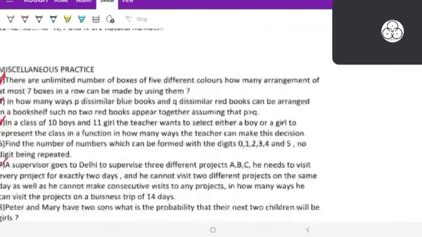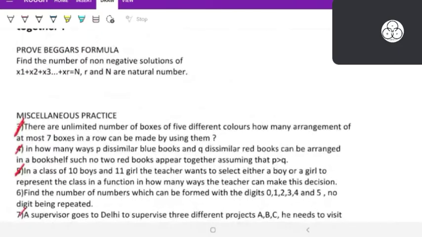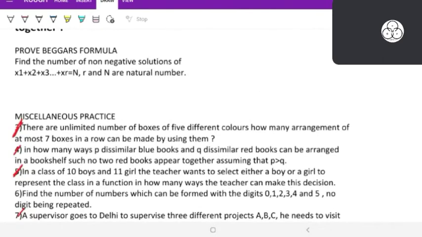So now let's start. There are unlimited number of boxes of 5 different colors. How many arrangements of at most 7 boxes in a row can be made by using them? This was quite an easy question. The number of boxes is unlimited. This is the first box, this is second box, this is third box, this is fifth, this is sixth, this is seventh. For the first box, we are having 4 options.